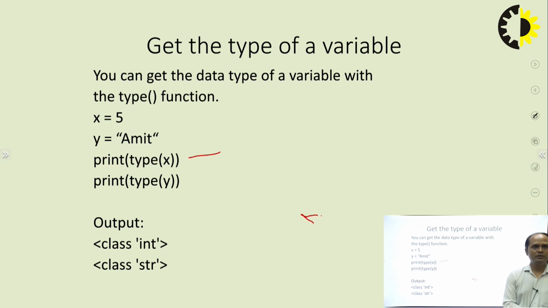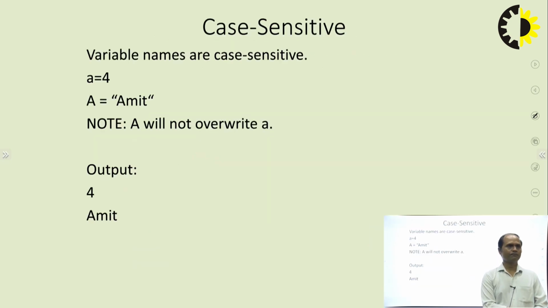When we use the type function on any variable or any method, it will give the output of that particular data type. So the type function is a function that we can use when we want to find out the data type of a variable. When we use the type function, it gives the output of the data type of that particular variable.